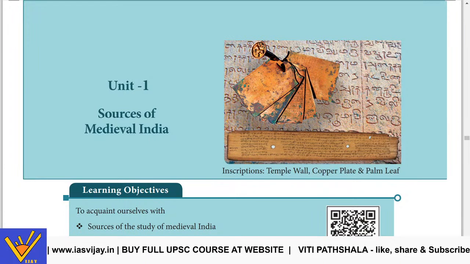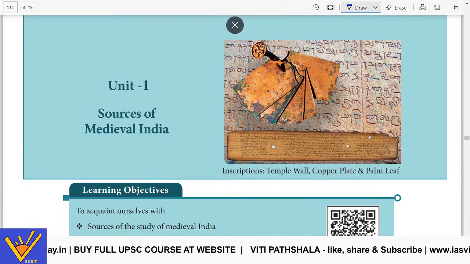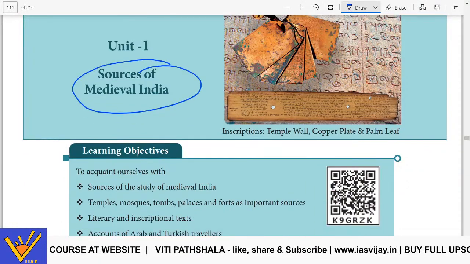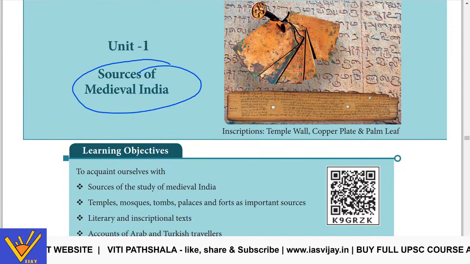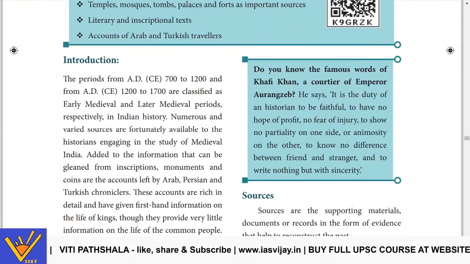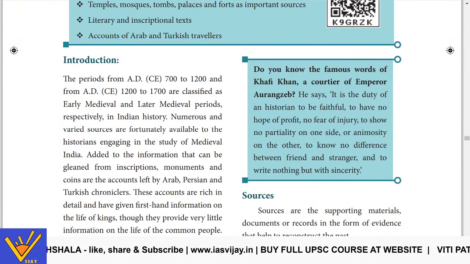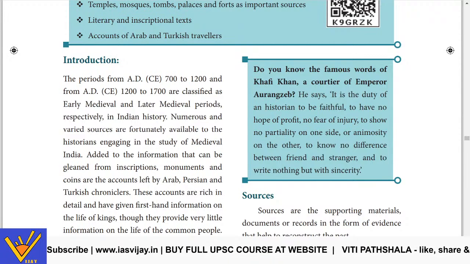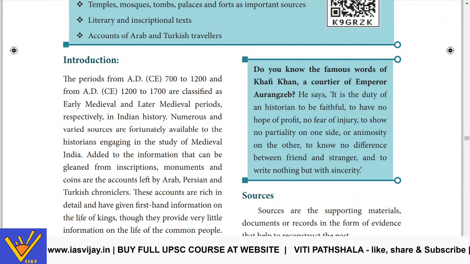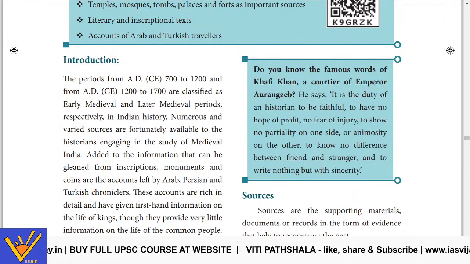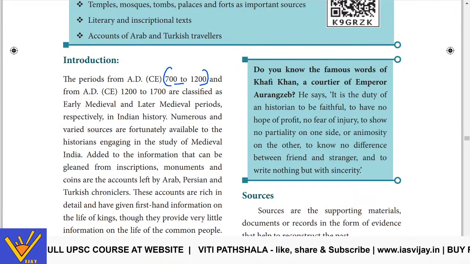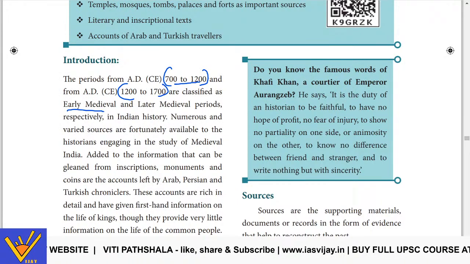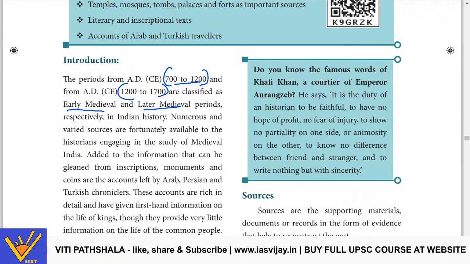So sources of the medieval India. Now introduction. The period AD 700 to 1200 and from AD 1200 to 1700 are classified as the early medieval and the later medieval period. So this period, 700 to 1200 and 1200 to 1700, they are classified as the early medieval and the later medieval period respectively.